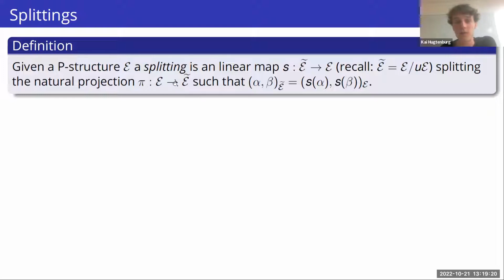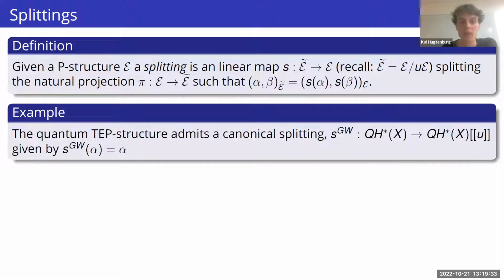Furthermore, we want to preserve the structure in a certain way, namely that the pairing on E tilde is the same as the pairing after applying the splitting. Now, what is an example of this? If you take the quantum TEP structure, then there is a canonical splitting. It maps the quantum cohomology of X to the quantum cohomology of X adjoined this formal parameter U, and it's just given by the inclusion of the constants. So it sends alpha to alpha times U to the power 0. I won't tell you how to go from a TEP structure plus splitting to enumerative invariants, but this splitting is indeed the one that gives rise to Gromov-Witten invariants. So it's just this naive constant splitting.